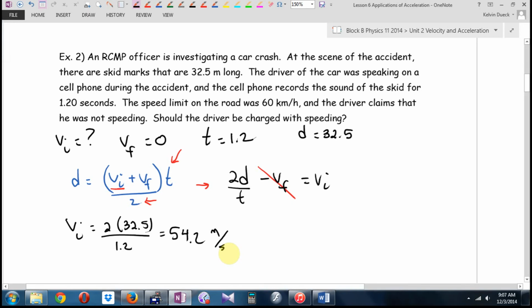I need to change that to kilometers per hour. I'll give you a hint. It has something to do with the 3.6. And I'll give you a hint. It's the opposite of going from kilometers per hour to meters per second. So what am I going to do?